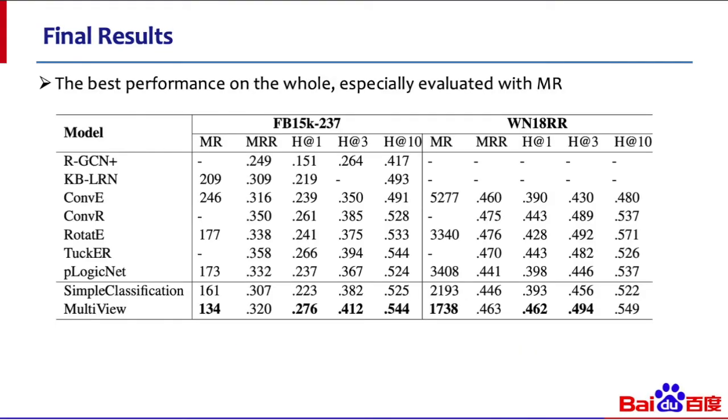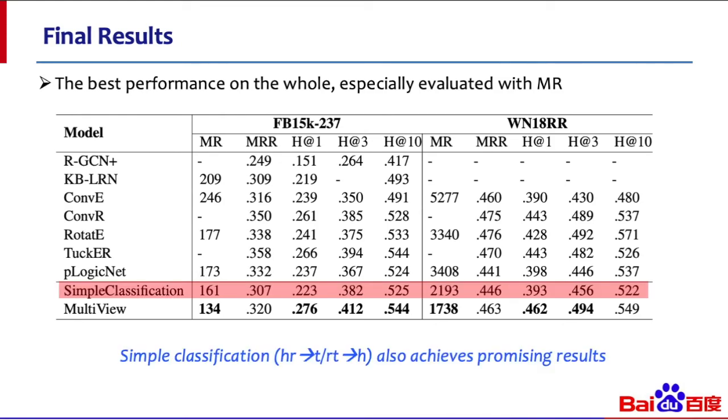This table shows the experimental results on the 2 datasets. The multiview model achieves the best performance on the whole, especially evaluated with mean rank. We also find that simple classification also achieves promising results.